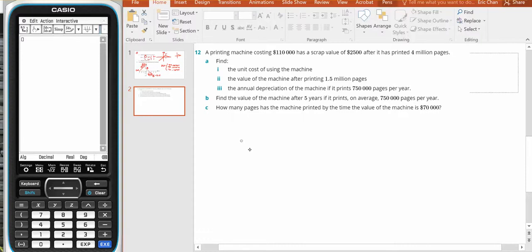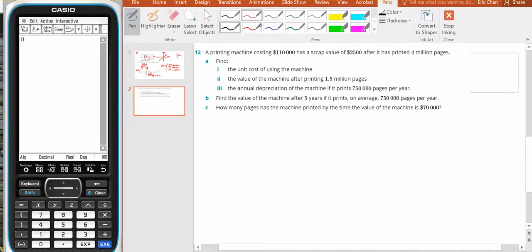For year 12 further maths, we could look at question 12 from 8D. Okay, so this question's about unit cost depreciation. It's a harder question of unit cost depreciation because we have to consider the unit cost. Is it in terms of the page or is it in terms of a time period?